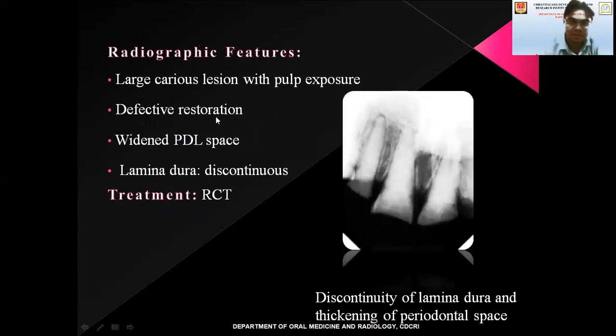Coming to radiographic features, we can see a large carious lesion with pulpal exposure because the inflammation has gone from the pulp. There may be a defective restoration, that is, any cause which can lead to inflammation in the periradicular area. There will be widening of the periodontal space. There will be discontinuity of the lamina dura in acute periapical abscess cases. Treatment will be RCT because the pulp is totally damaged and the infection has gone into the periradicular region. So the treatment will be root canal treatment.